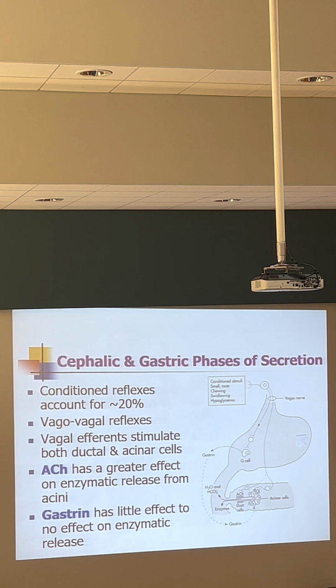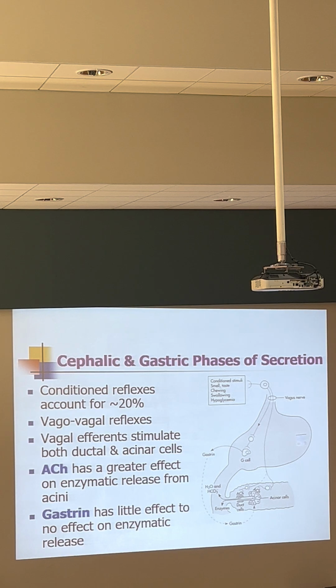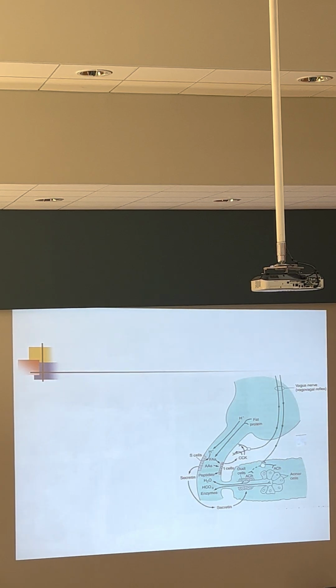The gastric phase doesn't account for very much of the pancreatic secretion. Gastrin doesn't seem to have a great deal of effect. Although you learned that gastrin and CCK are very similar, they belong to the same family, they're very similar in action. But gastrin accounts for very little of the pancreatic secretion. Here, the acetylcholine is actually preparing the acinar cells to release the enzymes.